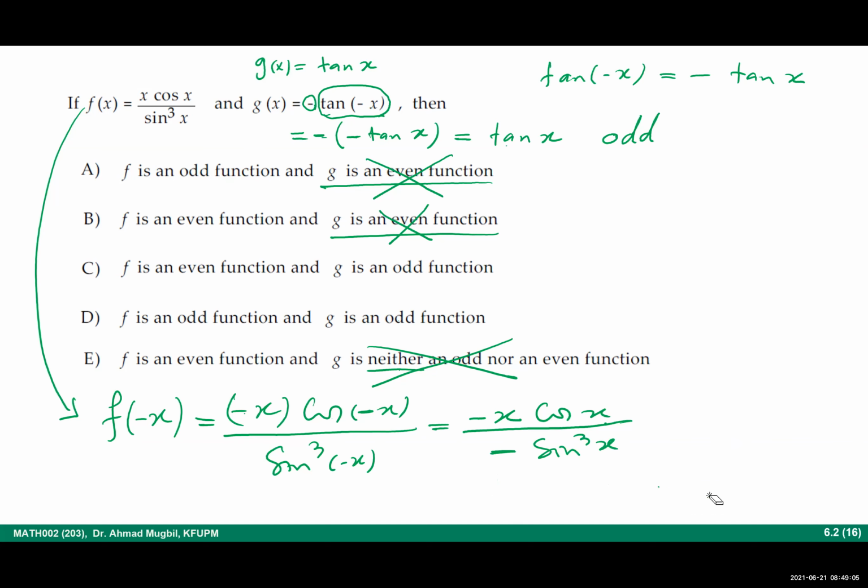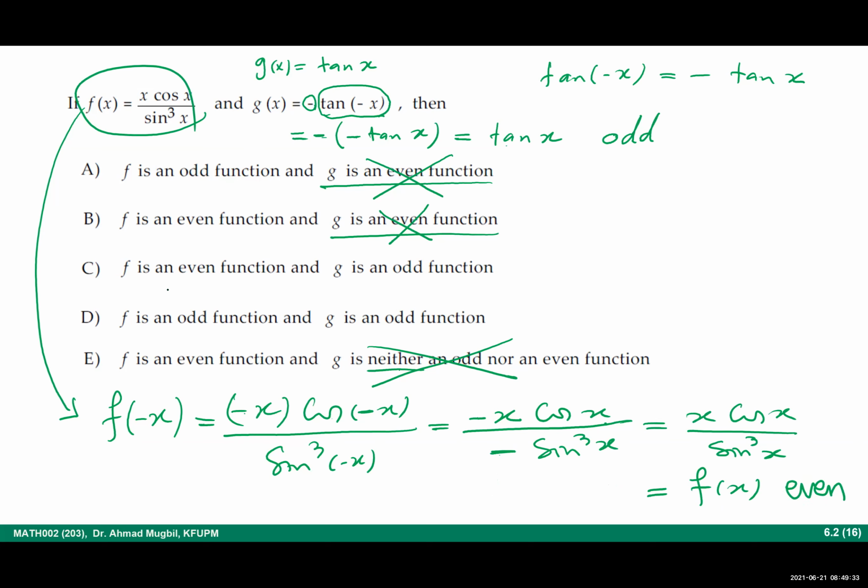Now I will simplify as much as possible. We still have one simplification. We have here factors, no addition. So negative over negative is positive. So we have x cosine x over sine cubed x. What is this? This is the same as the original function. So what can we say about this? Even or odd or neither? Even. It is even. So which answer is the right answer? C or D? C. So the answer is C.